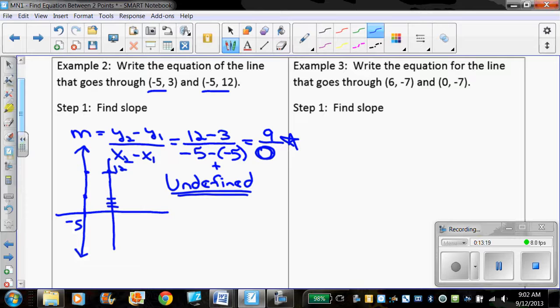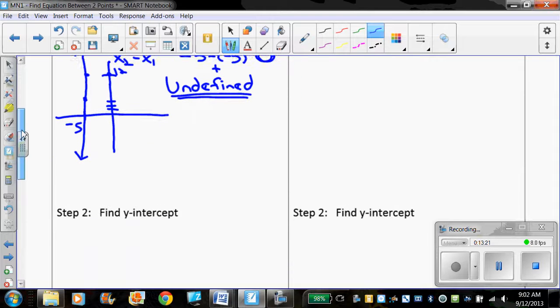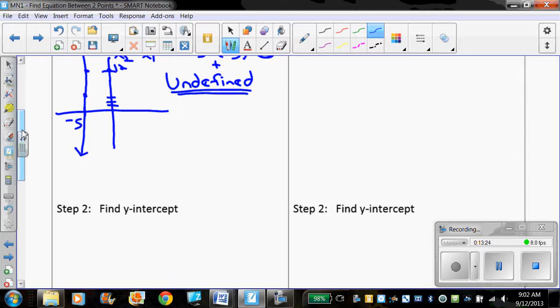Notice where the y-intercept is. There isn't one. So find the y-intercept. Boo, there is none. It doesn't happen. You can't say 0, because if you say 0, then you're saying it's crossing the y-axis at 0 right here, which it clearly isn't.